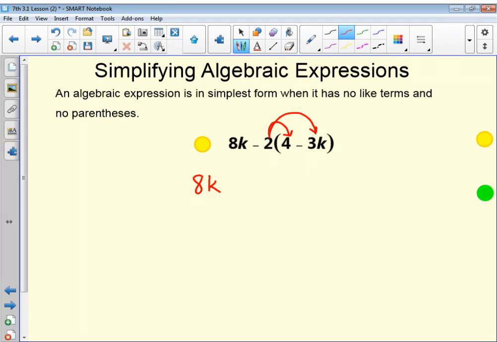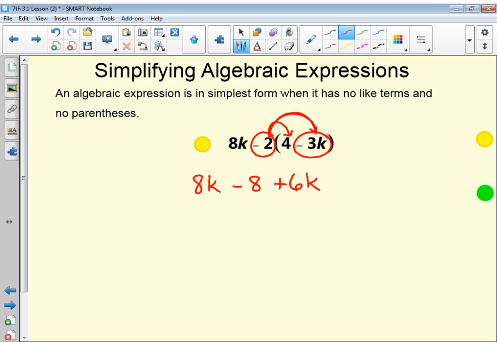So here's the thing that you really need to pay attention to. This negative is going with that 2. So when I go through to distribute, I have to take the negative with the 2. I can't just write a negative sign and then distribute because it's really a minus 2 or a negative 2. So now when I distribute, negative 2 times 4 gives me negative 8. Negative 2 times negative 3 gives me positive 6, and then that one had a k on it.